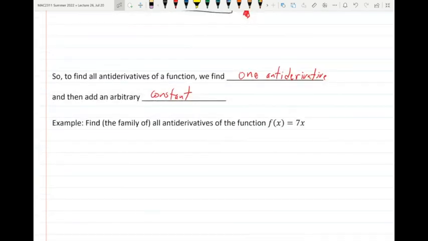All right, so let's find the family of all antiderivatives of the function 7x. What do we need to do to answer this question? We just need to find one antiderivative, and then we will know exactly what the answer will be. So we just need one antiderivative. What is it? Think about a function whose derivative would be 7x.